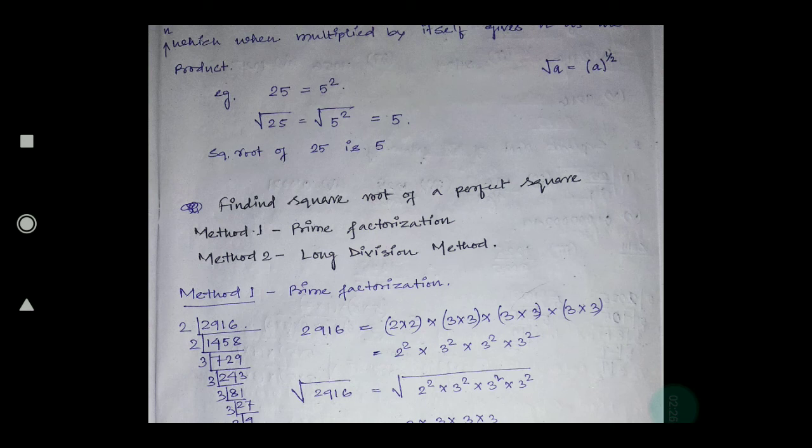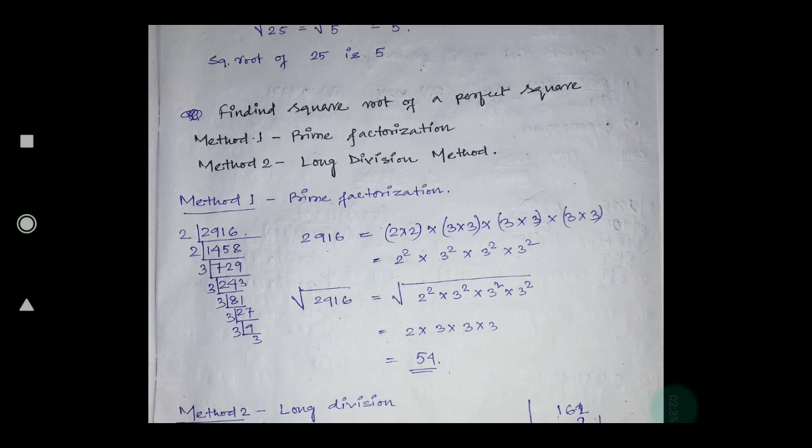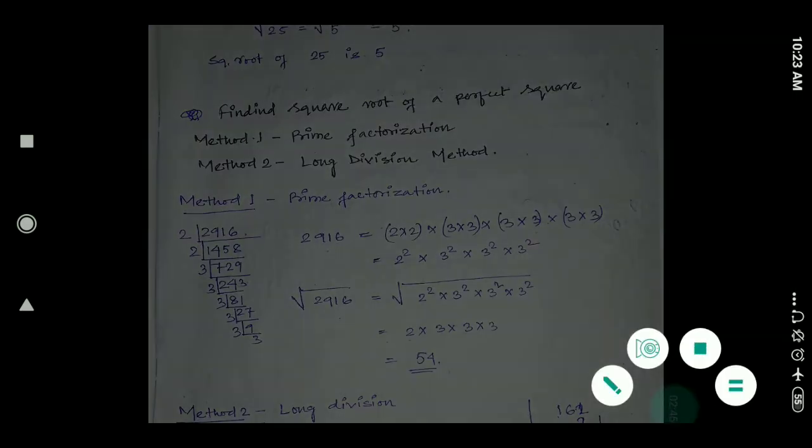So how will you find it? There are two methods: one is the prime factorization method and another is the long division method. Prime factorization method means whichever number's square root you have to find, first you have to find all its prime factors.